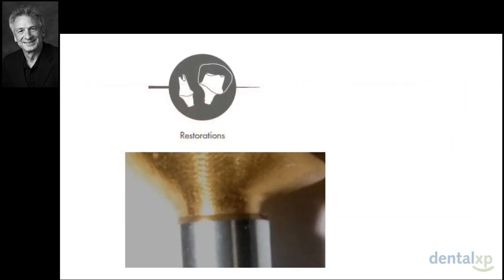So we're going to look a little bit at restorations, basically patient-specific abutments. So we'll move down that value chain, and now we're going to look at the patient-specific abutments.